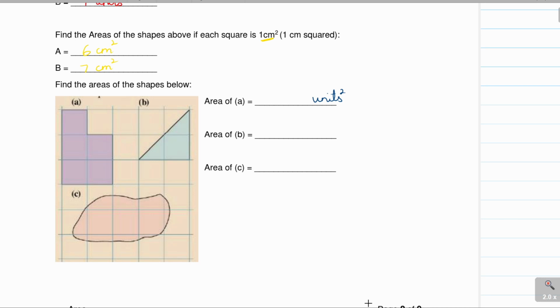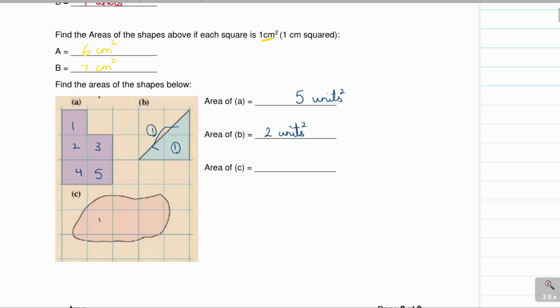Alright, so I hope you paused and tried these. Now, area of A. So this is a fairly regular shape. It's made up of a square and a square. So we have 1, 2, 3, 4, 5. Alright, so 5 units squared there. The area of B, we have 1 whole square. And then we have 2 halves. And 2 halves make a whole. So we have 2 units squared for the area of B.